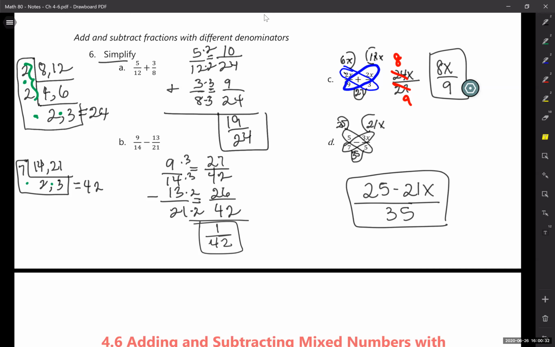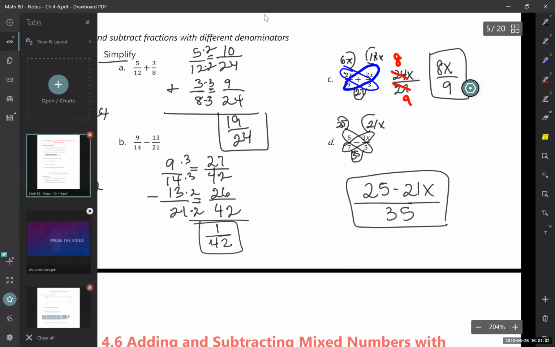So be mindful of where your variables are. In part C, there is an x on both numerators, so I was able to combine them and add them together in that instance. In part D, they did not both have an x, therefore I did not have like terms, and I had to leave them separate as 2 terms in the numerator. Okay, and that is it for 4.5.